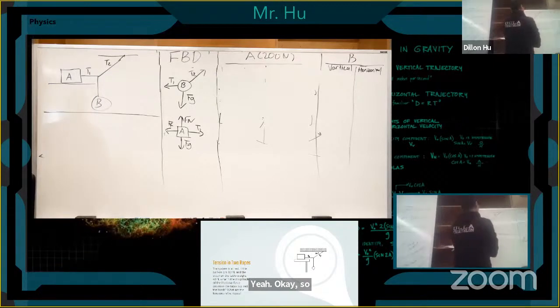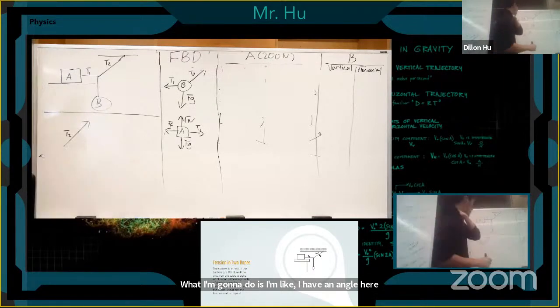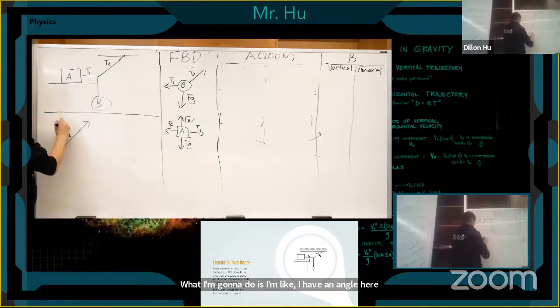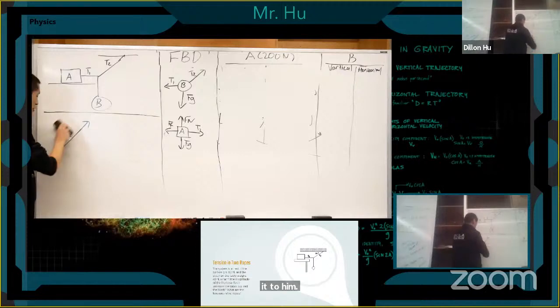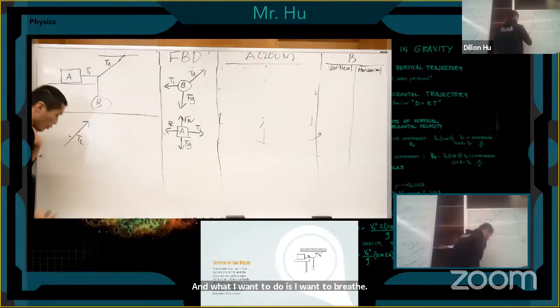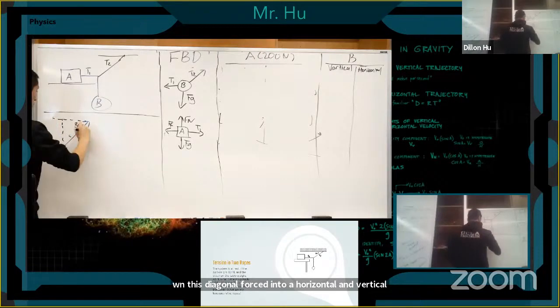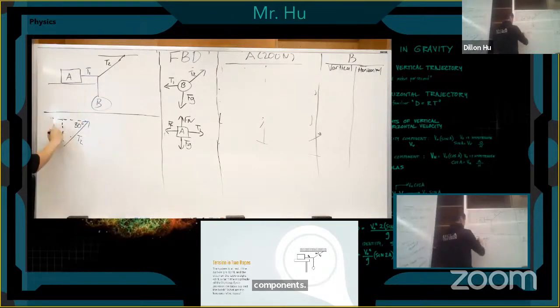So to decompose B, I have an angle here, T2. T2 is the hypotenuse of a right triangle here. What I want to do is break down this diagonal force into horizontal and vertical components. In other words, I want to find the Y forces and the X forces.